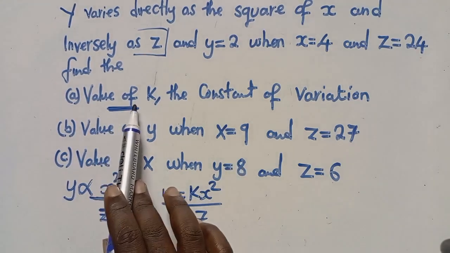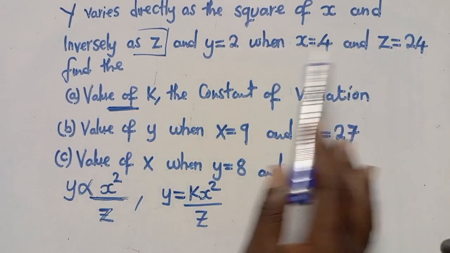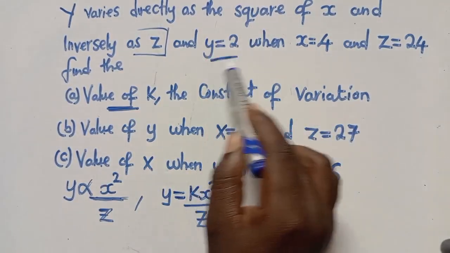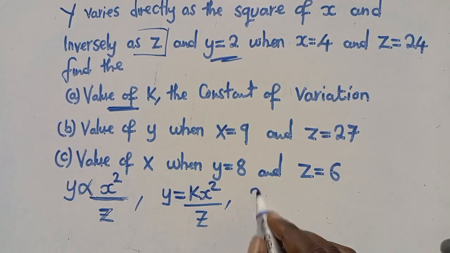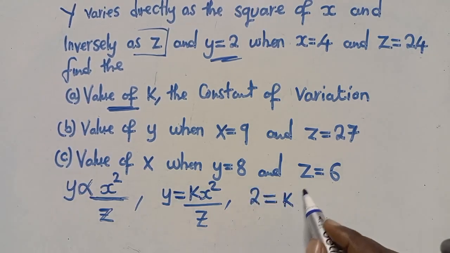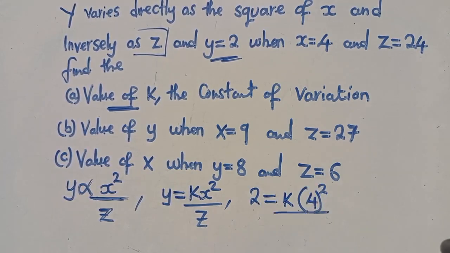Quickly, we find the value of k using the values that are given there. Y is 2, which is equal to k, the one we are looking for, multiplied by x, which is 4, so 4 squared over z, which is 24. This is paper 1. We don't use calculators. Here we cross multiply. This is same as 2 times 24, which is 48.